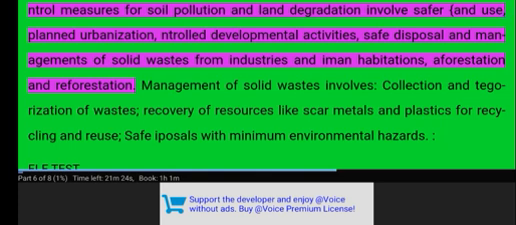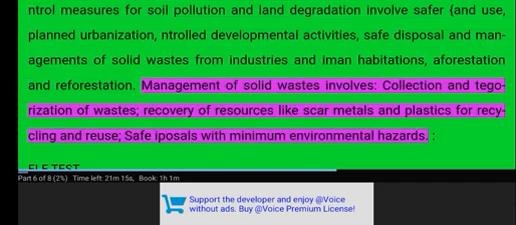Control measures for soil pollution and land degradation involve safer land use, planned urbanization, controlled developmental activities, safe disposal and management of solid wastes from industries and human habitations, afforestation and reforestation. Management of solid wastes involves collection and categorization of wastes, recovery of resources like scrap metals and plastics for recycling and reuse, and safe disposal with minimum environmental hazards.